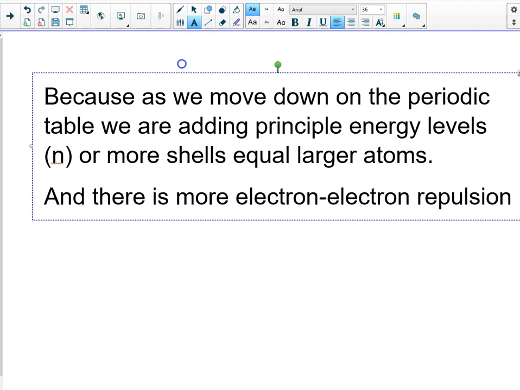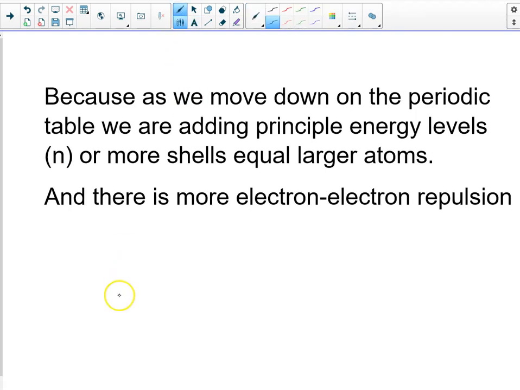Okay. Now, this is going to affect the size of atoms. You need to know the size of atom trends, which are similar to the trends for Zeff, because it's all about Zeff. Because if you have greater attraction from the nucleus to the outermost electron, then it will hold it closer. If you have less, then it holds it farther away. We define the size of an atom by the distance from the nucleus to the outermost electron.